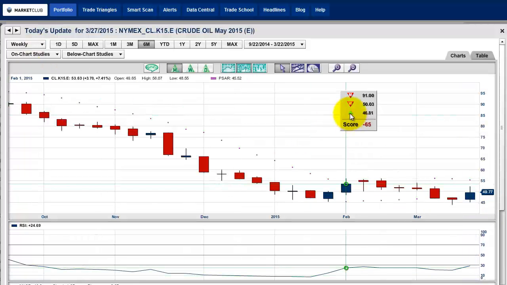Now, crude oil is a conflict right there between the red monthly, the red weekly, and the green daily. Now that's indicating a conflict right there. So this is a trading range in this market for the time being.